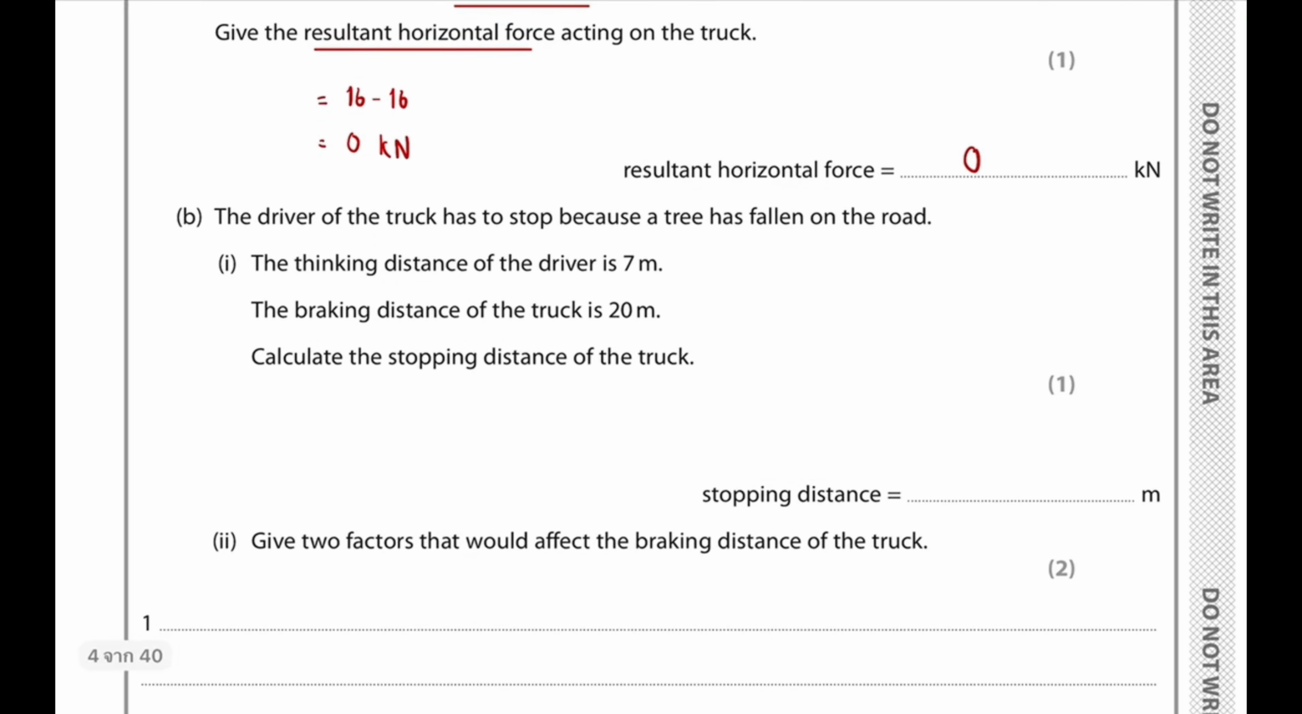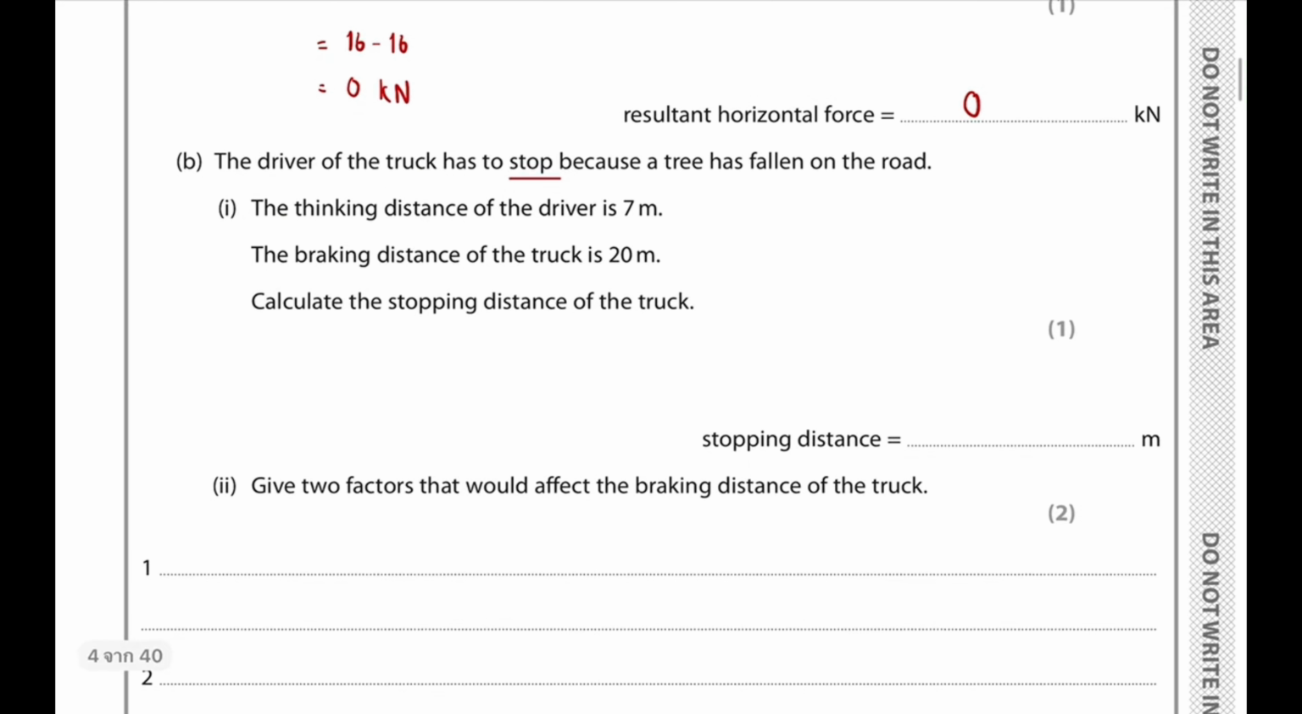Then question B I. The driver of the truck has to stop because a tree has fallen on the road. The thinking distance of the driver is 7 meters and the braking distance of the truck is 20 meters. Calculate the stopping distance. So the stopping distance equals the thinking distance plus braking distance. So it is equal to 27 meters.